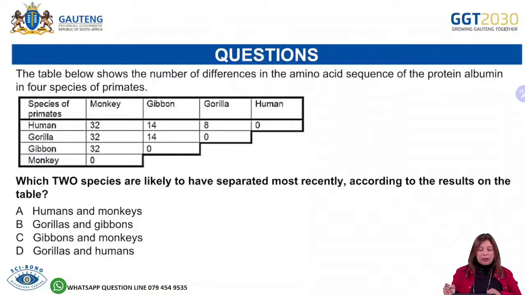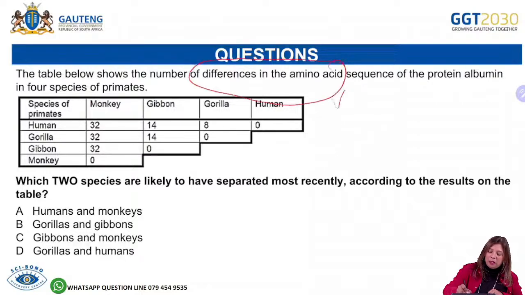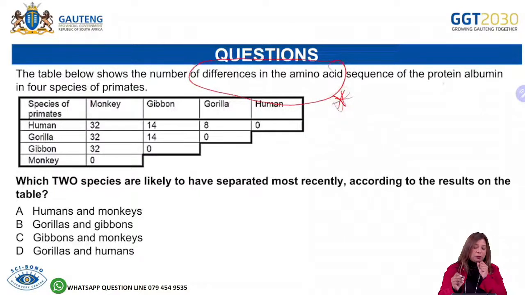So let's see. The table below shows the number of differences in amino acids. You see how popular this particular type of question is. So you must now look at the past exam papers, and you must look for questions like this even after the session, because prelims is almost upon us. The sequence of the protein albumin in 4 species of primates. So now, you must make sure when you're looking at the question, are they talking about similarities or are they talking about differences? You must make sure you understand the question properly.